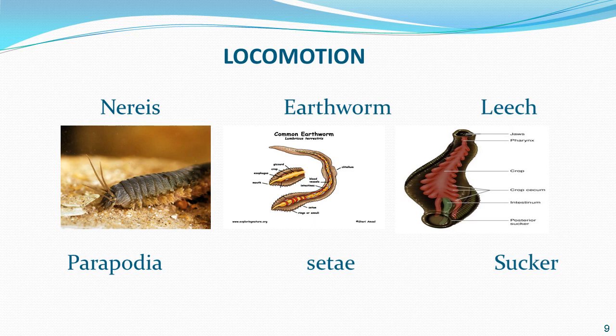Then the second figure is the earthworm. If you look at the earthworm body closely, we can see hair-like projections. Those are known as setae. With the help of these setae, the earthworm moves and locomotes, right? And the last one is the leech. The leech has a sucker, and with the help of this sucker the leech locomotes, right? So in the phylum Annelida, the main locomotory organs are parapodia, setae or suckers, right? Okay.